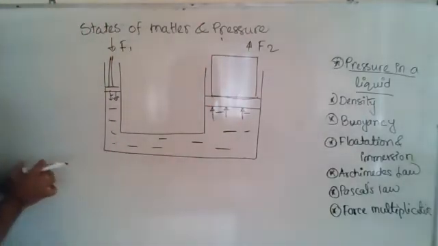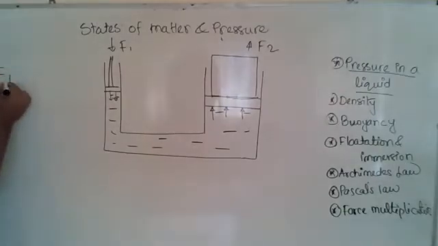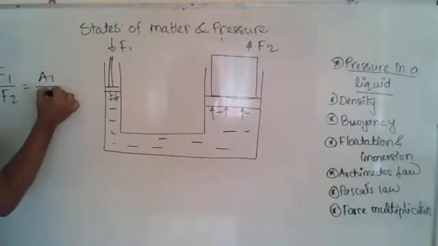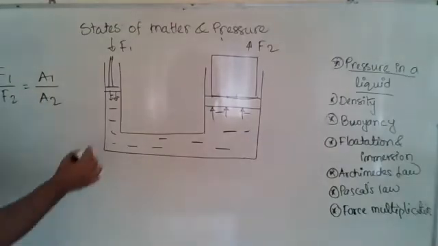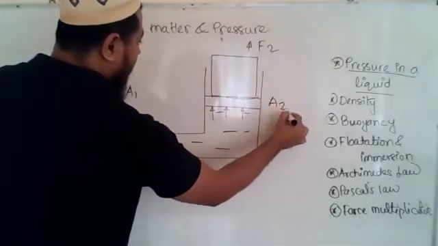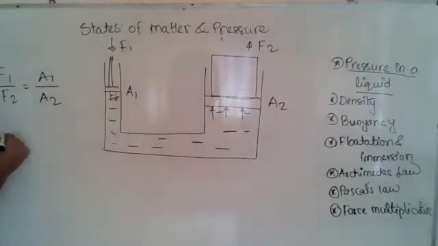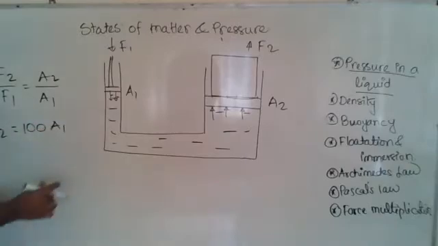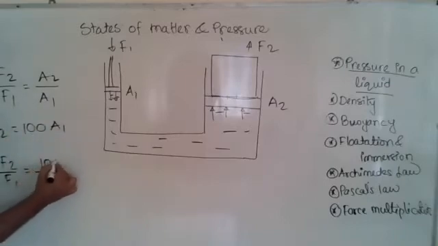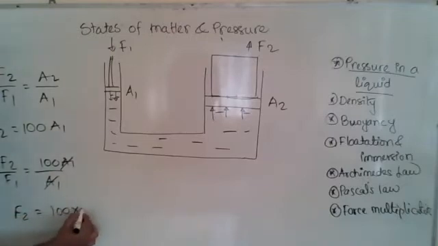So the equation that we develop from this is: F1 by F2 is equal to A1 by A2. A1 is the area of this piston, A2 is the area of this piston. Now we can see that A2 is higher. Let me write the equation as F2 by F1, so that it will be easier for you to understand. No change, same one. Let us say A2 is 100 times A1. So what will happen over here? F2 by F1 will be equal to 100 A1 divided by A1. So A1 cancels, then F2 will be equal to 100 into F1.